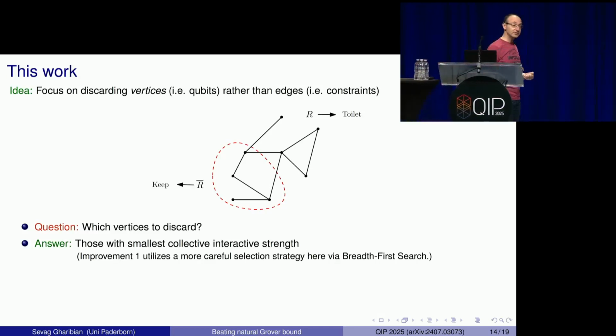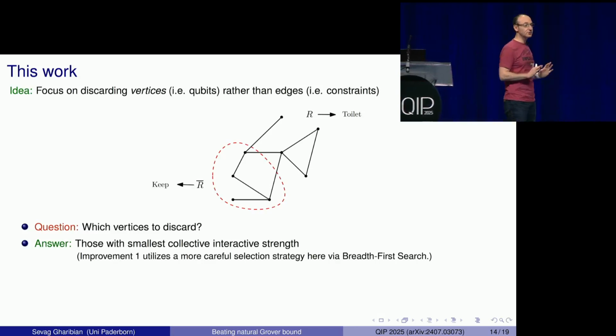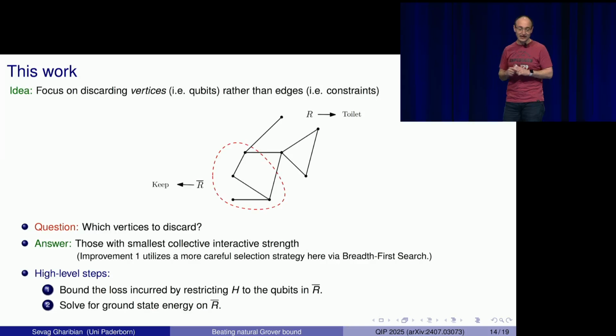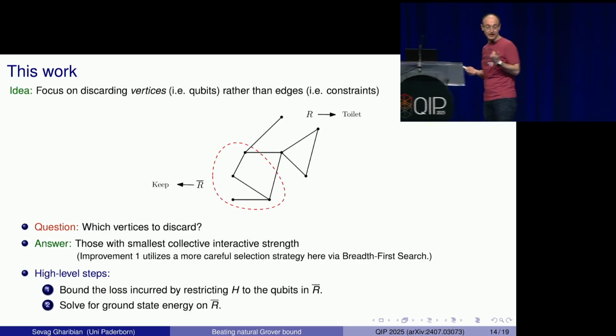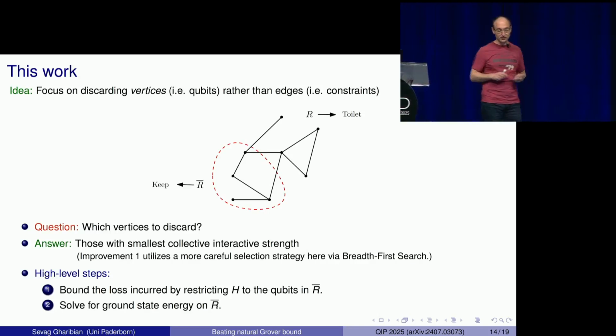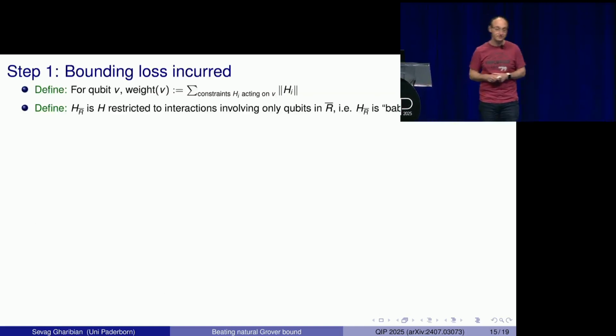By the way, I said earlier that if you have specific types of Hamiltonians, you can get an improvement in the runtime, and this is exactly where you'd do it. You'd be more clever as to how you pick which vertices you're going to discard. Okay, so with that said, we've got two high-level steps. We're going to bound the loss incurred by restricting H to the qubits in this smaller space, and we're going to solve for the ground state energy on this smaller space. So let's start with the first.